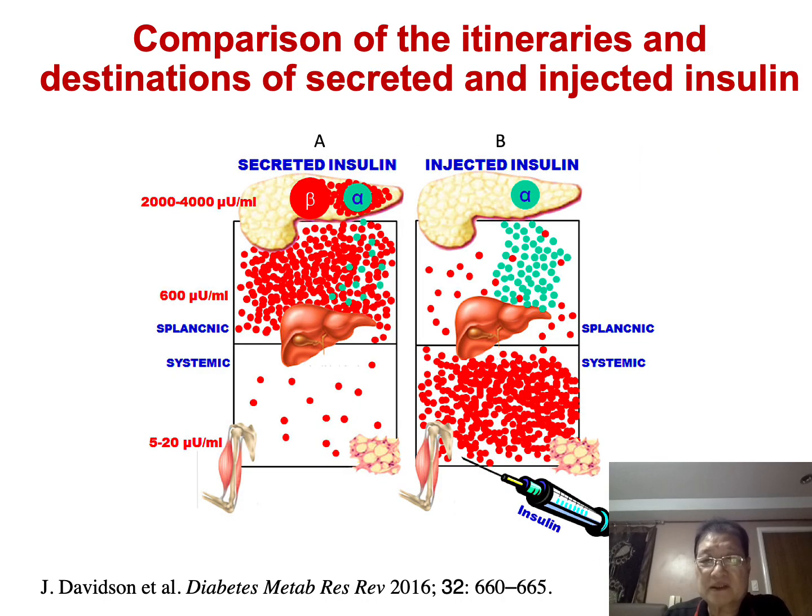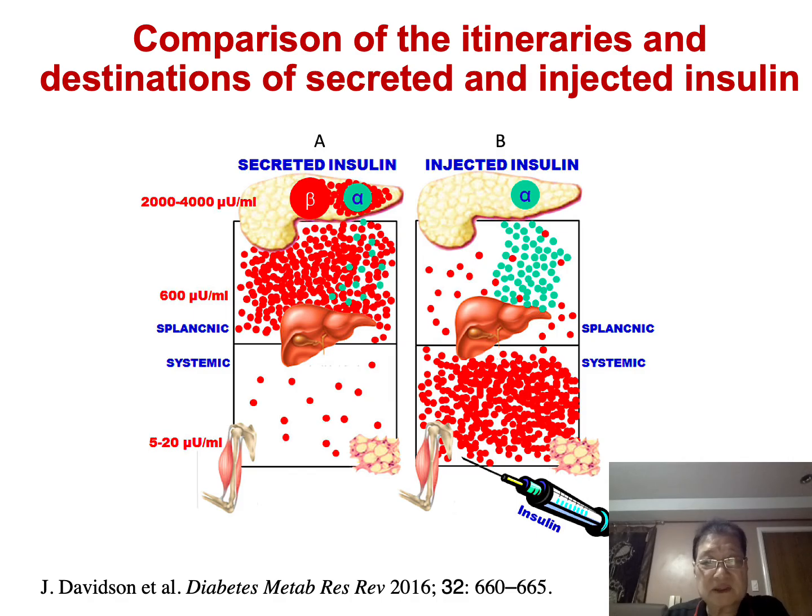The comparison of the itineraries and destination of secreted and injected insulin. This depicts the extreme differences between the pathways and targets of secreted and subcutaneous injected insulin. These differences may play a major role in the extreme glycemic volatility that complicates insulin replacement therapy in type 1 DM.